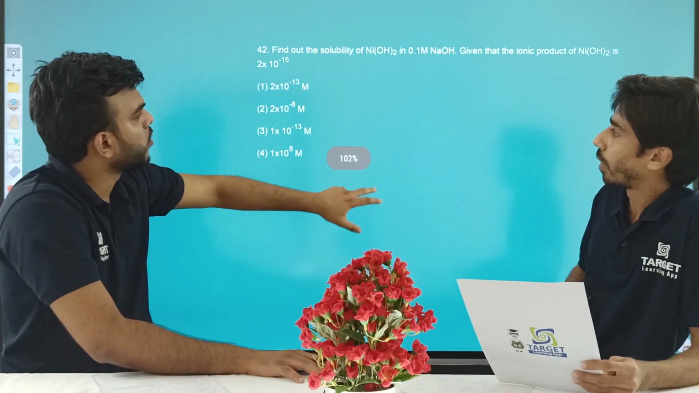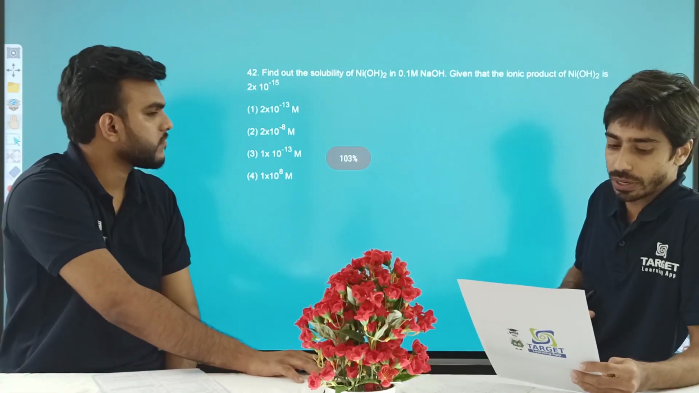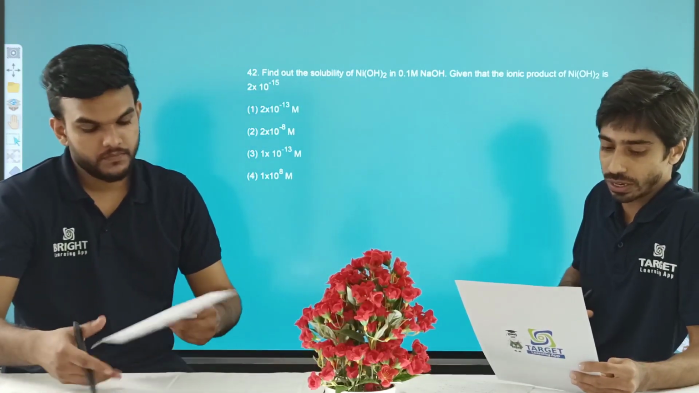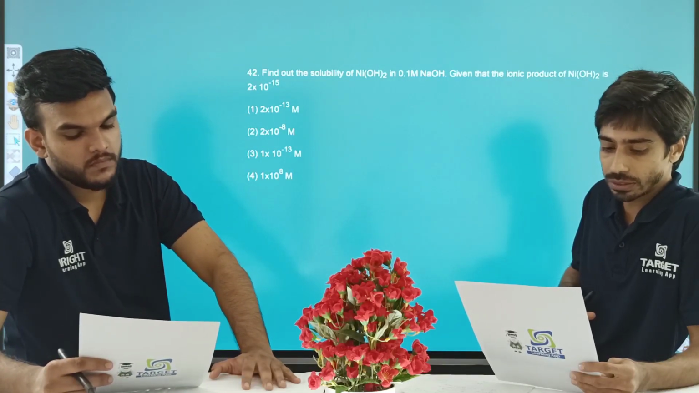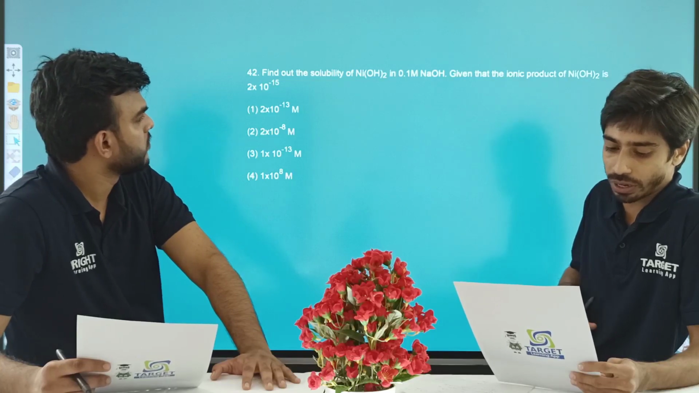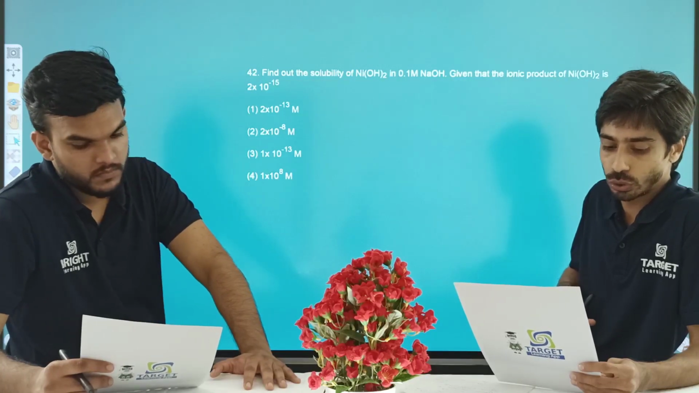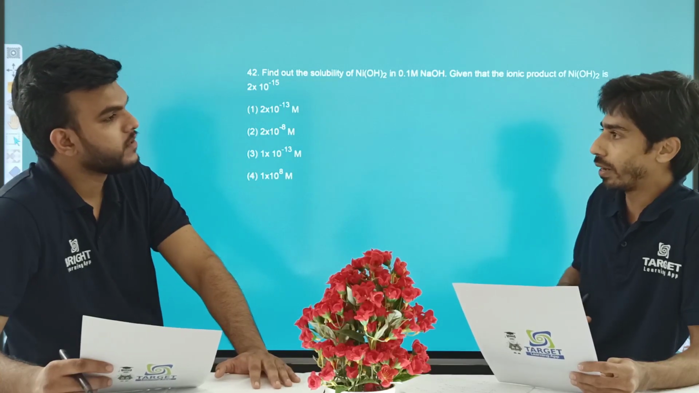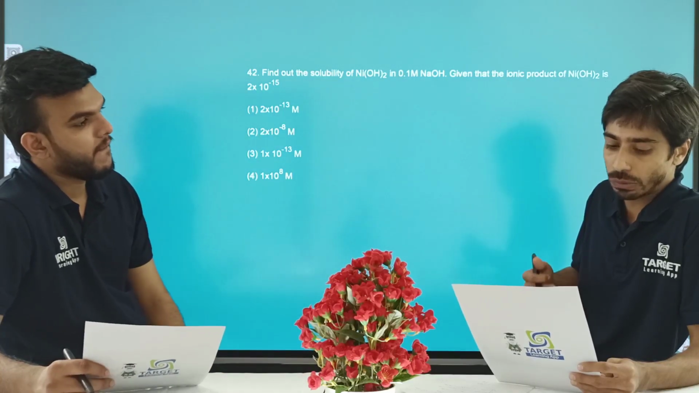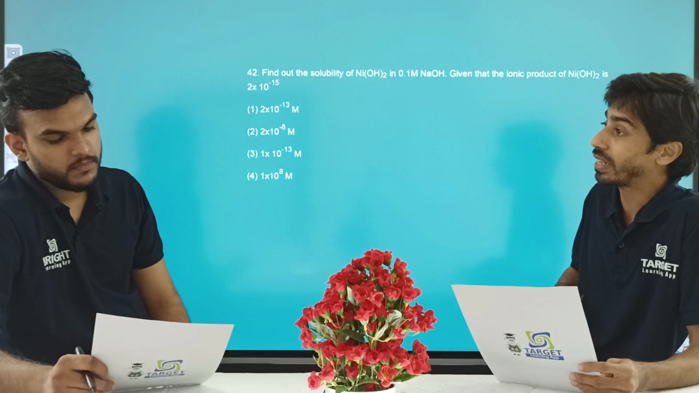So you can go through this question. Find out the solubility of nickel hydroxide in 0.1 molar NaOH, given that the solubility product of Ni(OH)2 is 2 times 10 to the power minus 15. Means Ksp is provided, and they are asking to calculate the value of solubility, S.